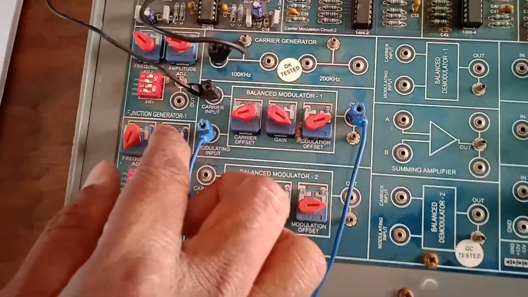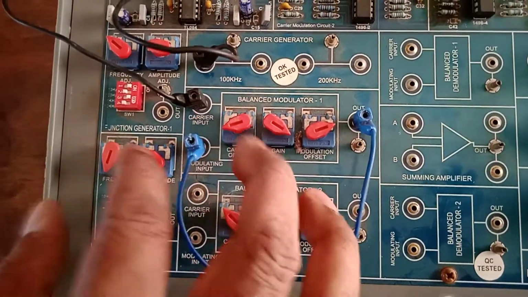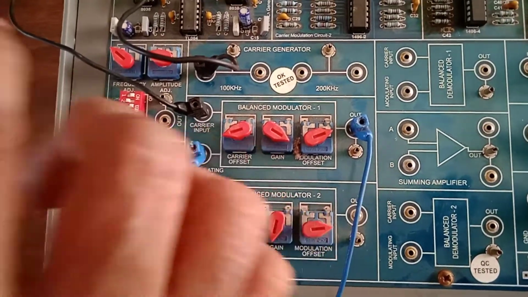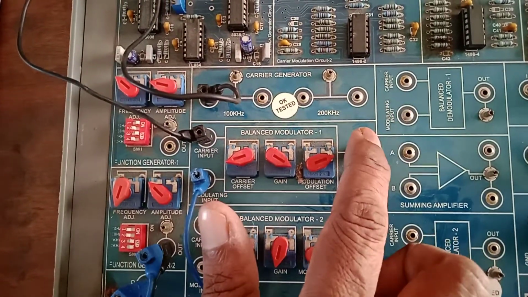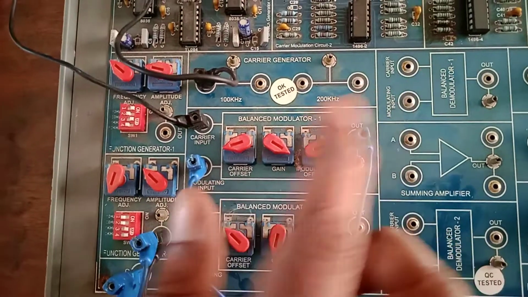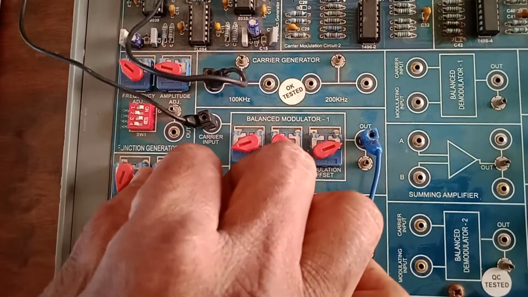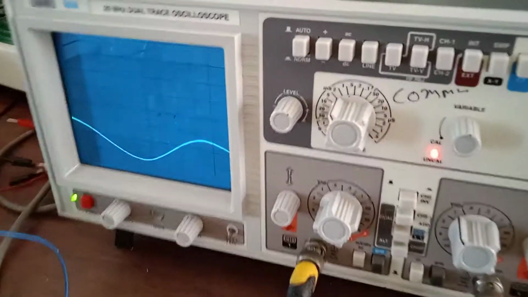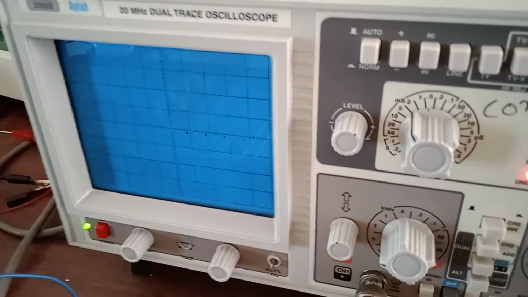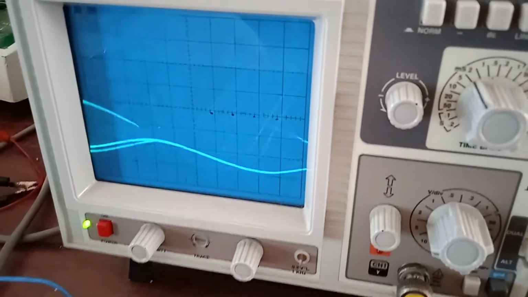Now we have two controls over here. This is the function generator which has been used to give the modulating signal. We have to see the variation in the AM output with respect to the amplitude of the audio signal or modulating signal. You can see the variation. If I vary this, you can see how the AM signal gets modulated.